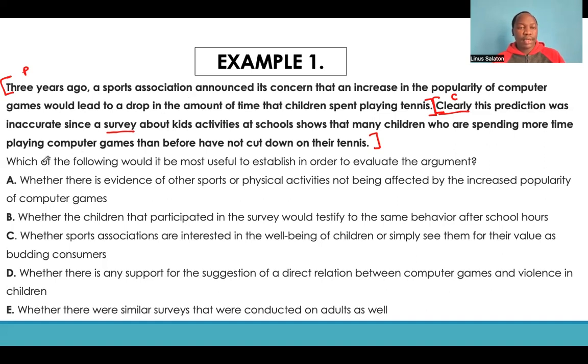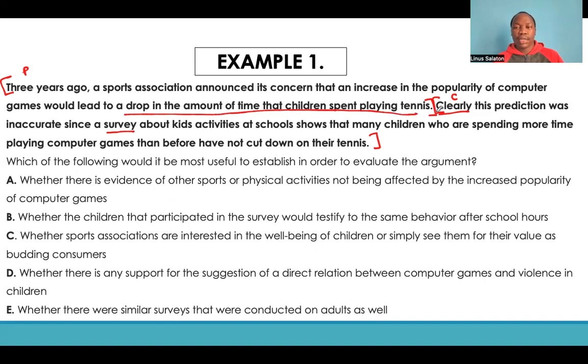So the question stem asks, which of the following would it be most useful to establish in order to evaluate the argument? So already, one of the assumptions that you can tell in this argument is that in the premise, the author indicates that the sports association announced its concern that an increase in the popularity of computer games will lead to a drop in the amount of time the children spend playing tennis. This part of the sentence here.